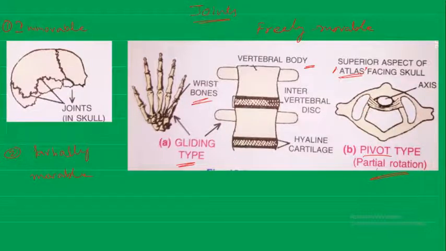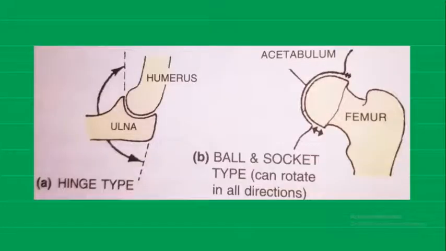That is what we say free movement. Freely movable joints, pivot joint, example of pivot joint. The other type is the hinge joint. In this hinge type, the joint moves like a hinge in one plane only, just like the hinge of a door. Example, the elbow joint between the humerus and the ulna.